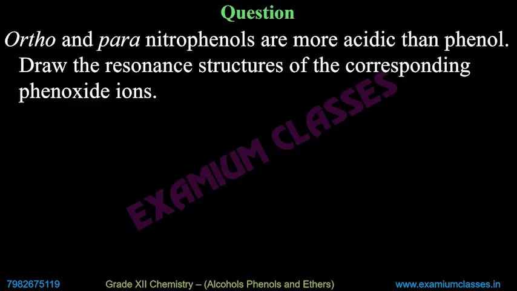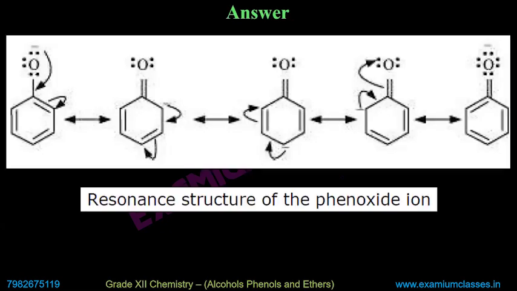Next question. Ortho and para nitrophenols are more acidic than phenol. Draw the resonance structures of the corresponding phenoxide ions. This is a straightforward question because you know what structures are there. Just draw the structures. These structures you should already know. This is something we have talked about in resonance also in 11th grade.